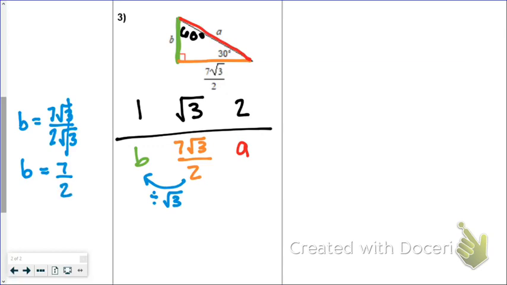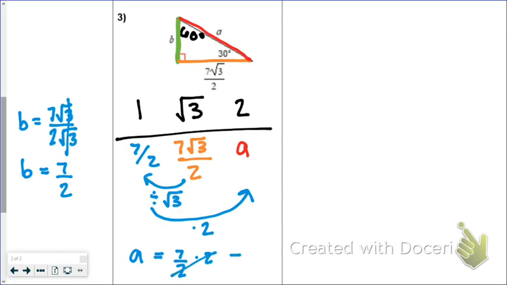All right, so I'm going to take that B out. And I just said that it was 7 over 2. And now that I've got B, I can move forward to get A, and I'm just going to multiply it with what I'm ending with. So I'm going to multiply it by 2. So A is going to equal 7 over 2 times 2, which means these cancel, so A is just going to be 7.